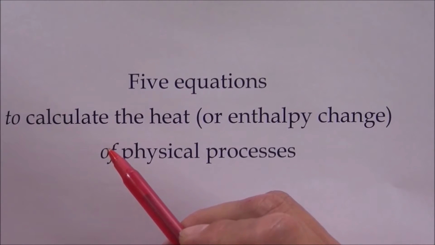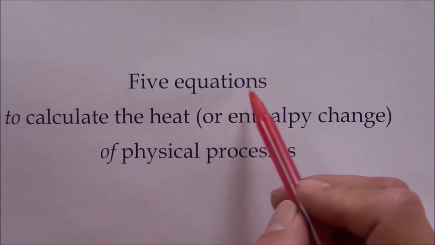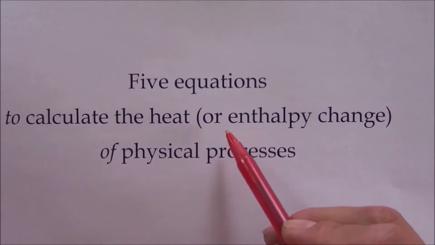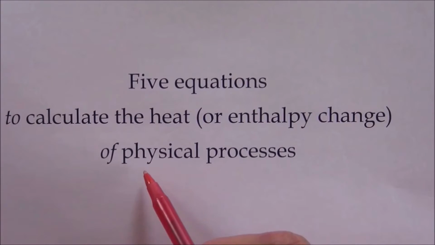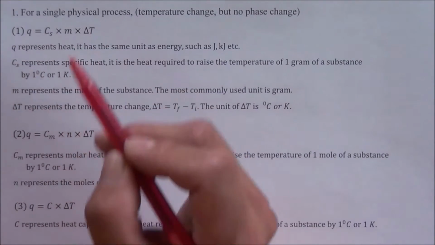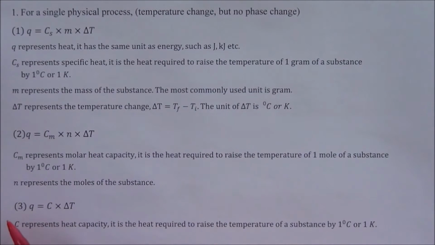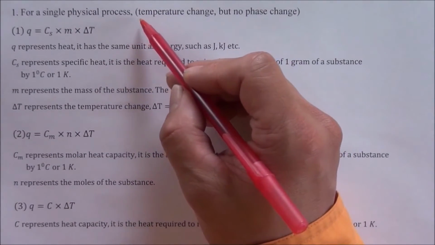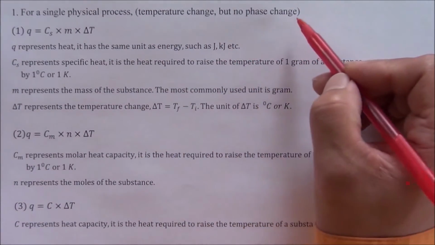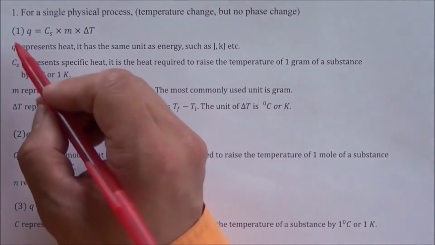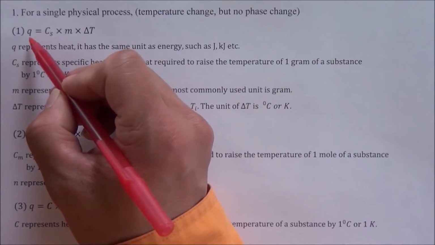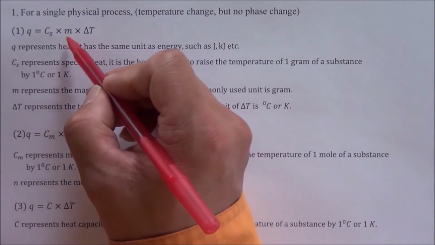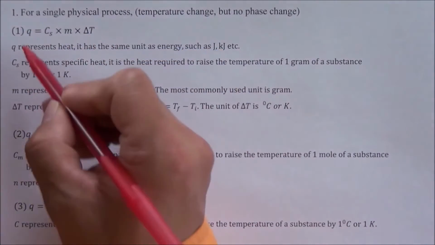Today, I'm going to introduce 5 equations to calculate the heat or enthalpy change of physical processes. Equation 1, Equation 2, and Equation 3 can be used to calculate the heat of physical processes whenever there is only temperature change, but no phase change. This is Equation 1. Q equal to Cs times m times delta T.